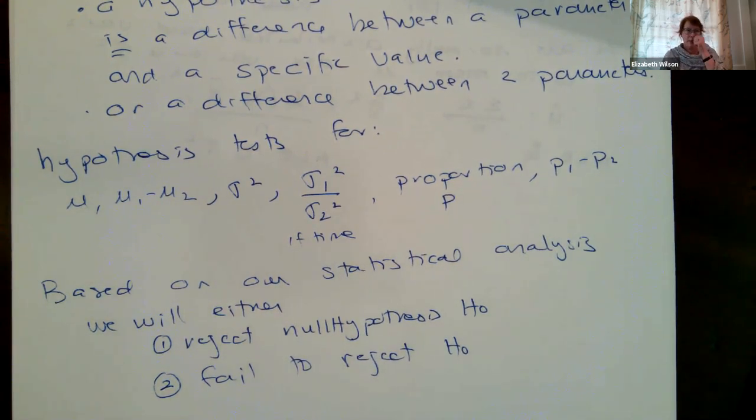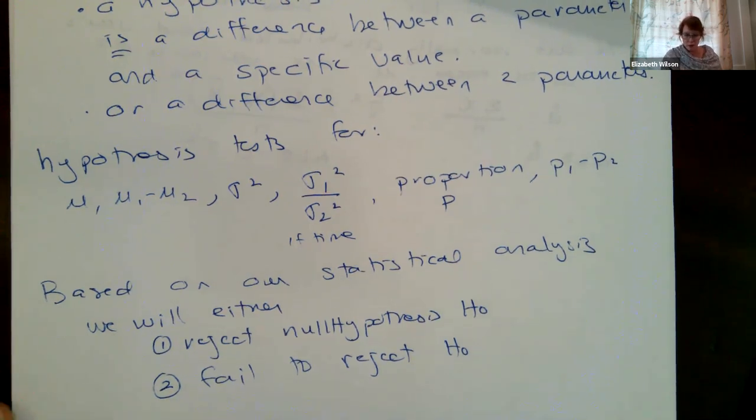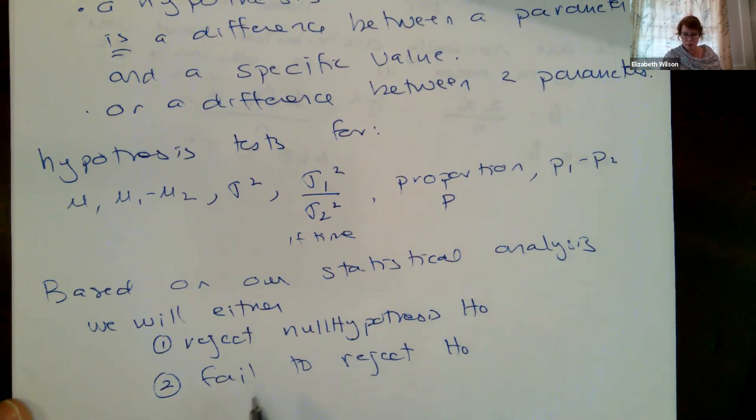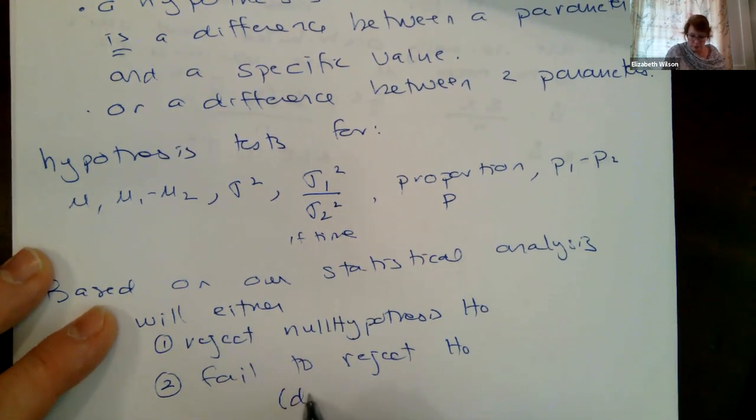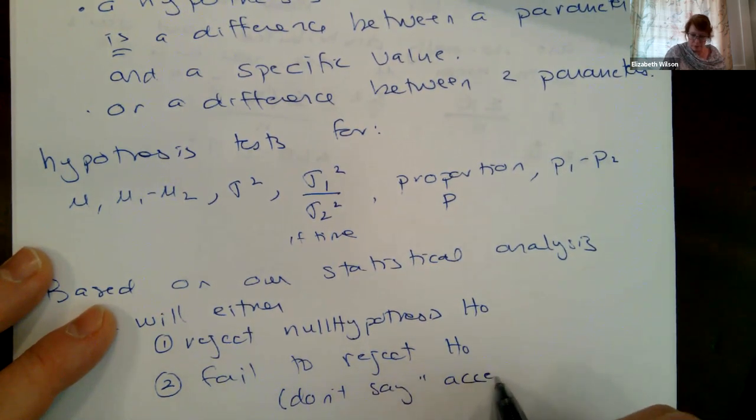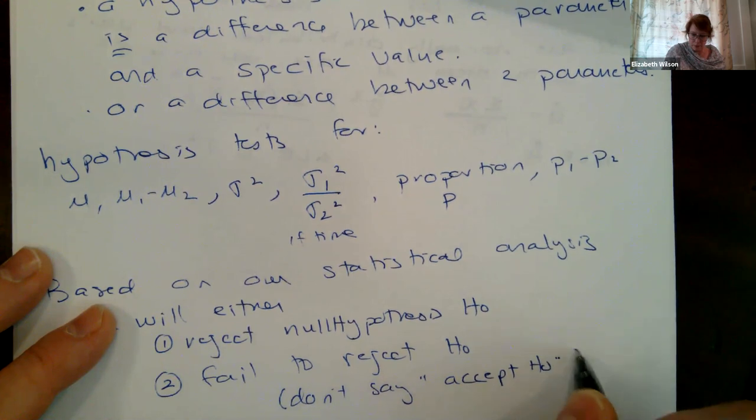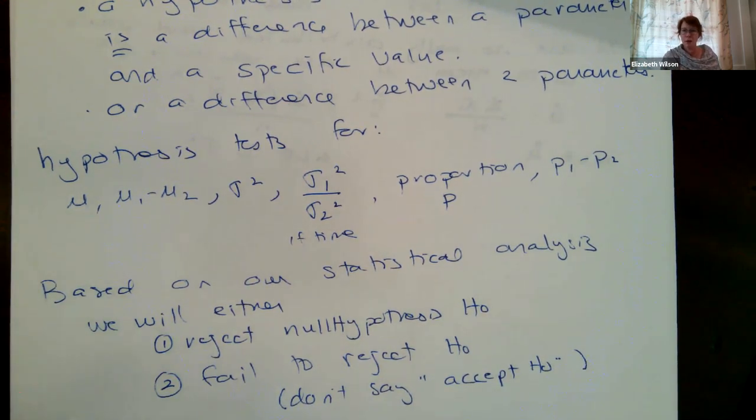We never actually accept the null hypothesis. We just say we're just not going to reject it. So I either reject it based on statistics or I fail to reject. Okay, we don't say we accept it. And that's an important distinction because we're never actually accepting something. We're just saying based on the statistics, we're going to reject something or not reject something.